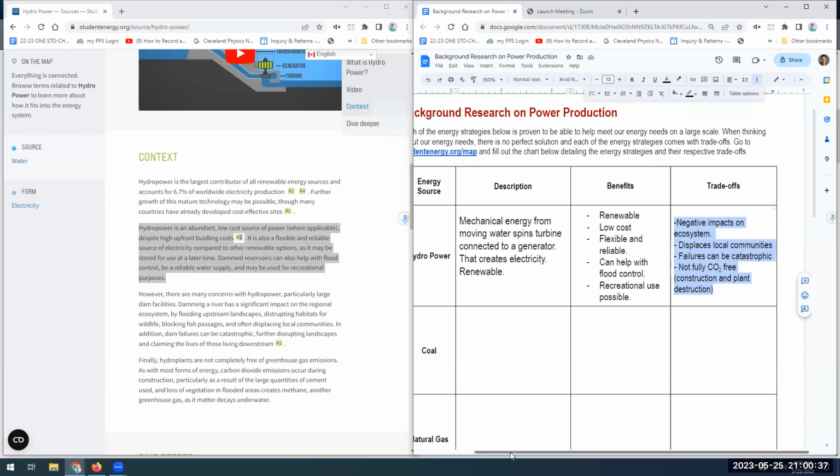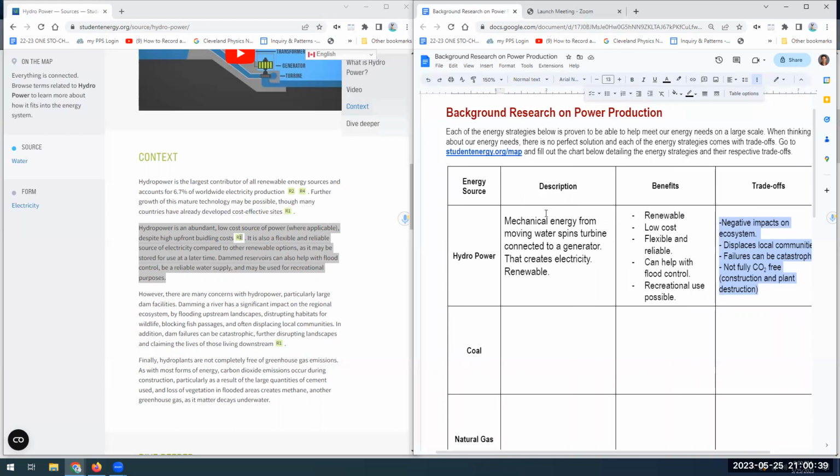Okay, so notice what we've done here is over the last few minutes, we have basically written a little description, a couple of sentences, 2 to 3 sentences. We've listed benefits. I would say you want to come up with at least 3 benefits, maybe more, and certainly at least 2 to 3 trade-offs minimum for each of these.